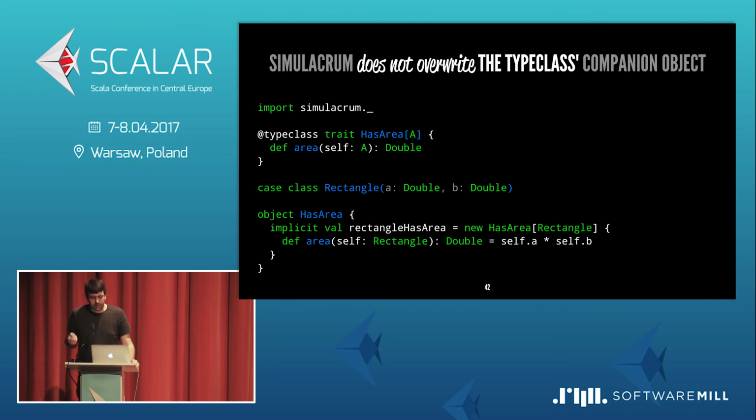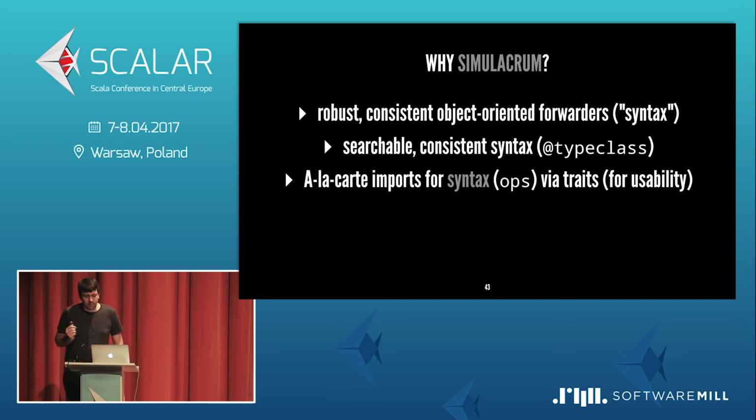More importantly, Simulacrum does not override the type class companion object when it does its magic. And so we are still able to provide implementation for type class instances in the companion object itself. So this is totally fine. We're providing the implementation for rectangle in the companion object of as area, and that will not be overwritten by Simulacrum. Why Simulacrum? It's robust, and it provides a consistent and object-oriented forwards.